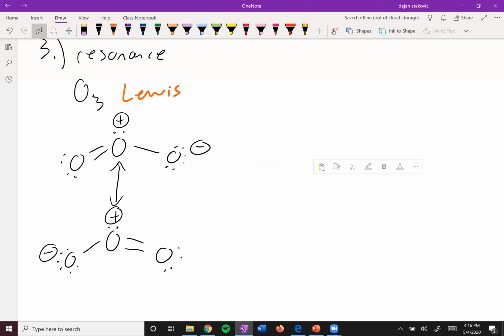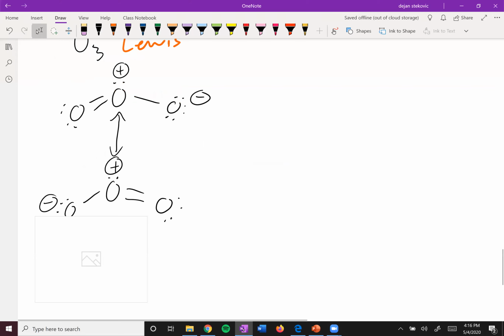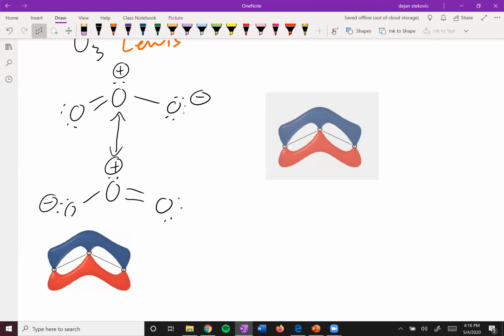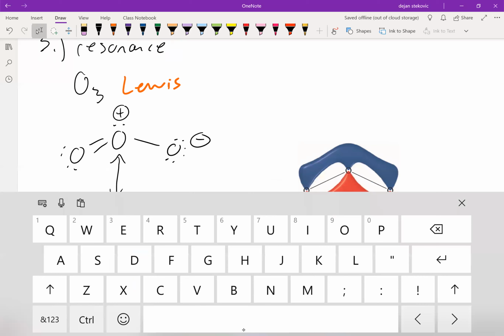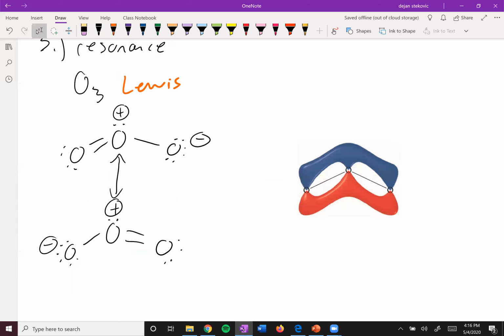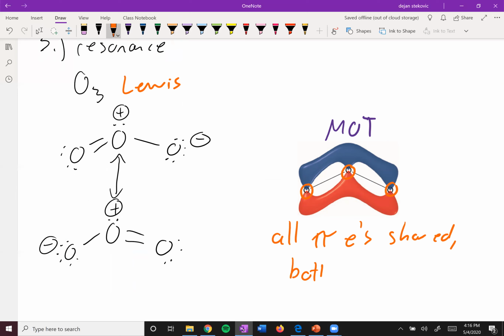In molecular orbital theory, it predicts exactly what it would look like, right? So your electrons belong in this orbital that spans all 3 oxygens, right? So these are your 3 oxygens right here. And then the blue and the red are the molecular orbitals, right? So it says all pi electrons are shared, and so both of these oxygen-oxygen bonds are the same.